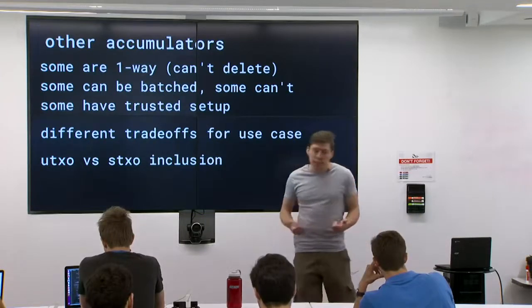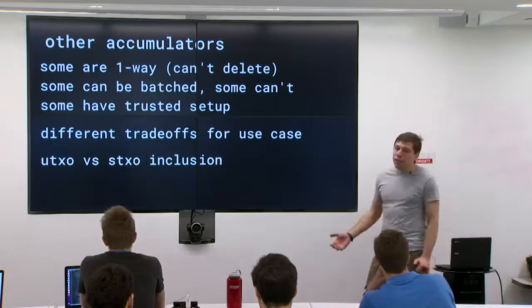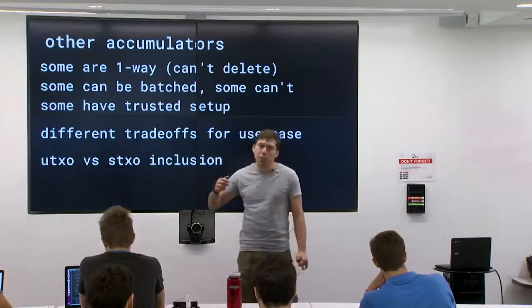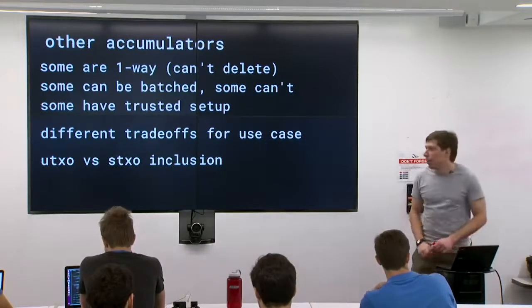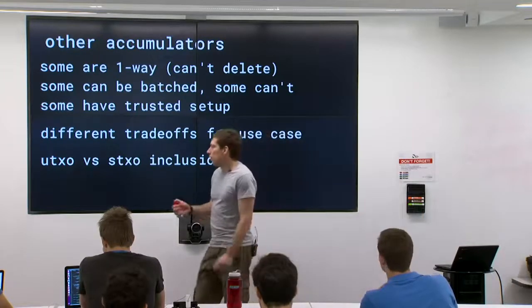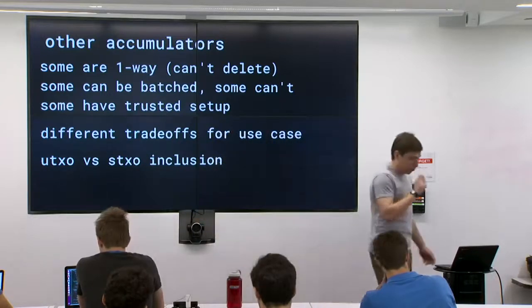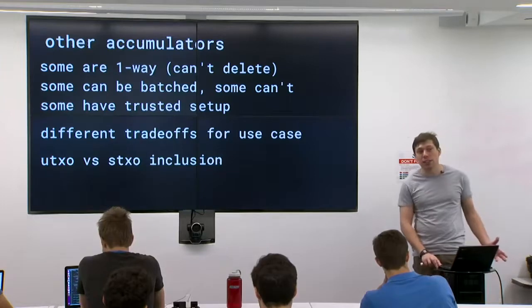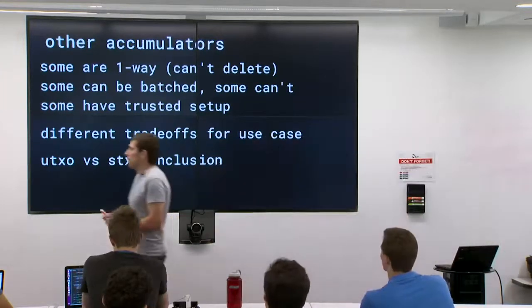And in the case of Bitcoin, the idea of an accumulator would be to put the UTXO set in it, or put the STXO, spent transaction outputs, into it. And then prove, in the case of UTXOs, that it's in the accumulator, or in the case of STXOs, prove that it's no longer in the accumulator, right? Provide a proof of non-inclusion. So let's say you did it that way.